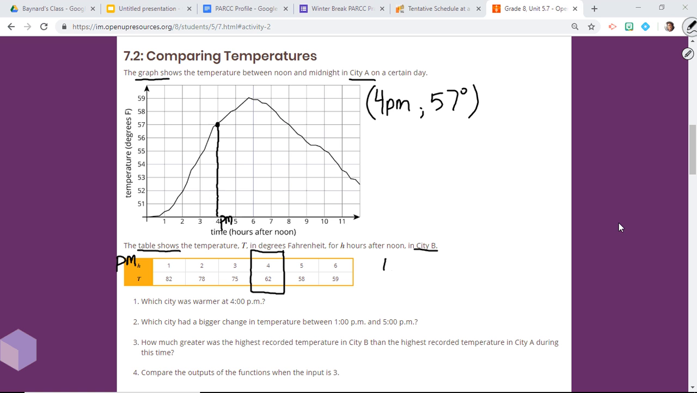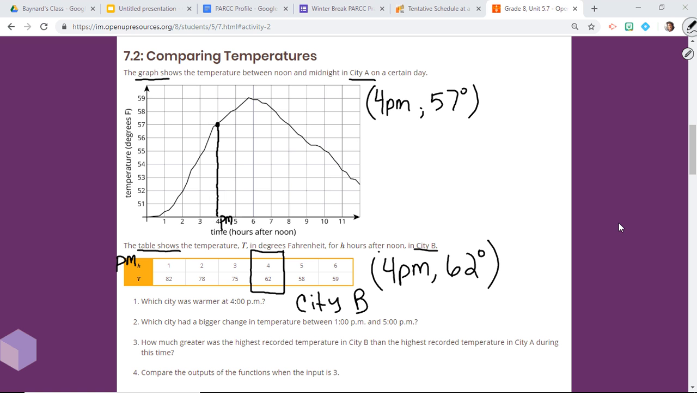So City B, 4 p.m. is 62 degrees Fahrenheit. So the question, which city was warmer at 4 p.m.? Well, it would have to be City B, because City B is at 62 degrees and City A is 57 degrees.